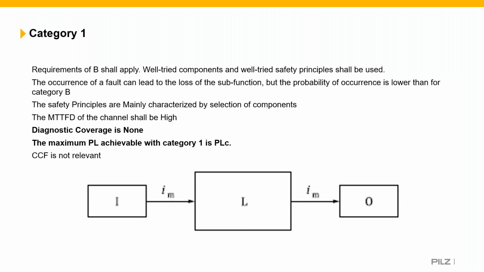Category 1 is the same as category B in the way that it's single channel, no diagnostic coverage. However, in this case, we would have a high MTTFD of the products or the components, and therefore we can achieve performance level C. We show input logic and output device in this architecture. It is possible with well-tried components to achieve performance level C without a logic device. So an e-stop could be directly breaking the power to a contactor coil and actually achieve performance level C. Is that recommended? Probably not, but it is possible.